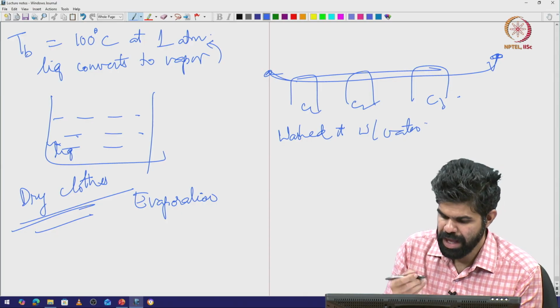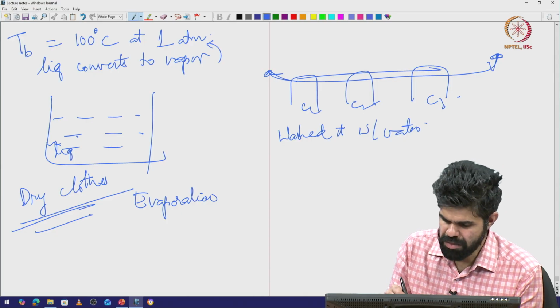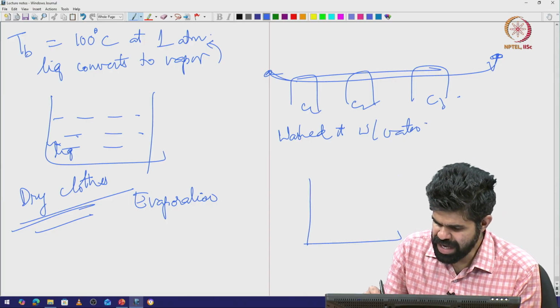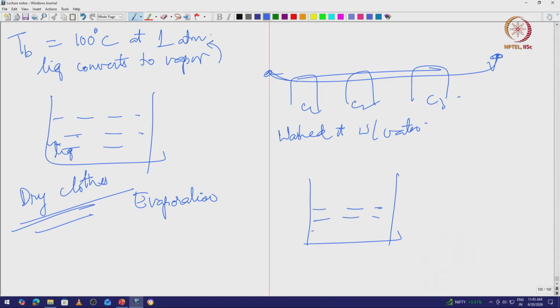Okay. Now, let us say this is water. This is water on the surface of my cloth, right. So, let me look at the water phase diagram. The water phase diagram is pressure versus temperature, right. This is solid, this is liquid. What I am more interested in is the liquid versus gas phase diagram.